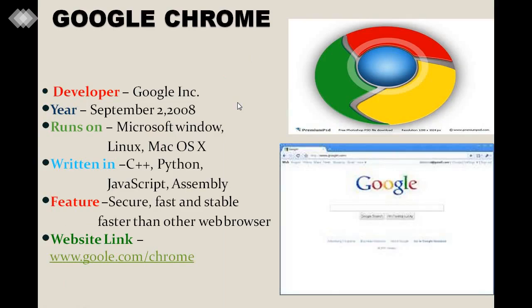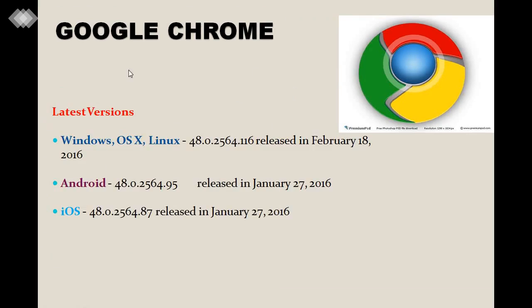Now, the developer was Google in September 2008, which runs on Microsoft Windows, Linux, Mac OS X, written in Python, JavaScript, C++. Main features are secure, fast, and stable, and faster than other web browsers. Here is the website link: www.google.com/chrome. So let's move on to the features of our Google Chrome.